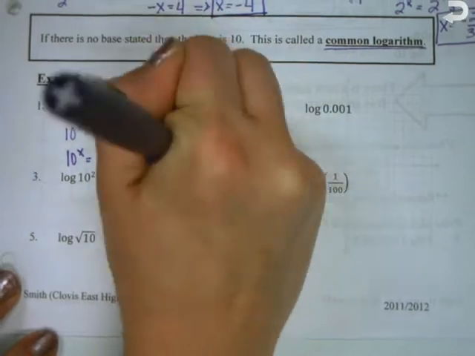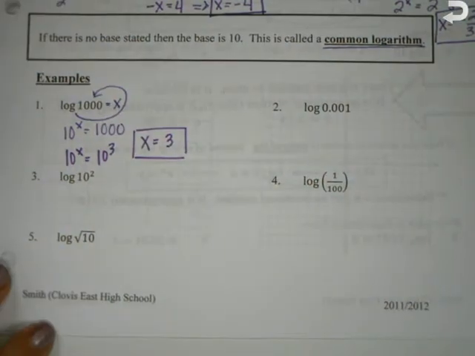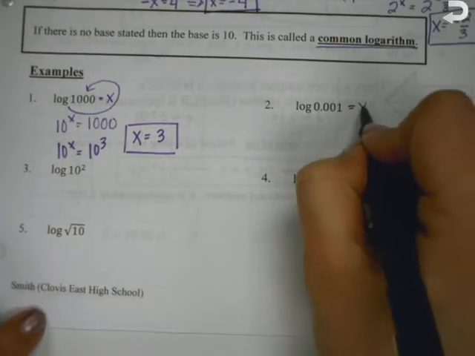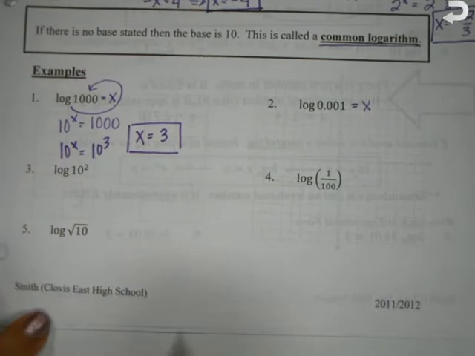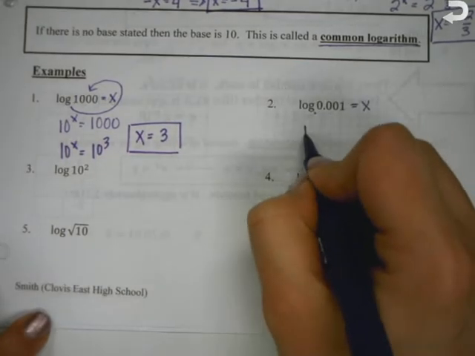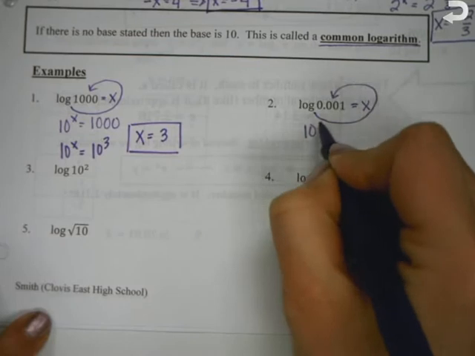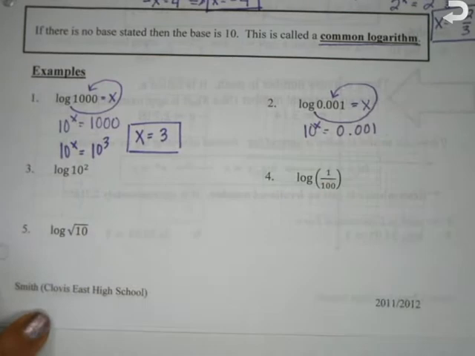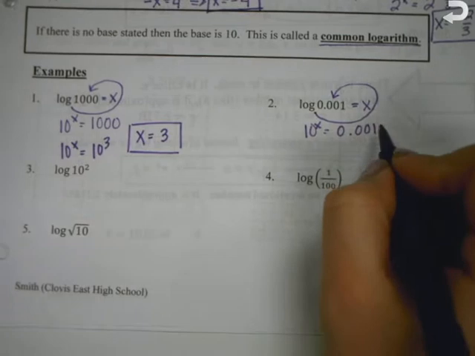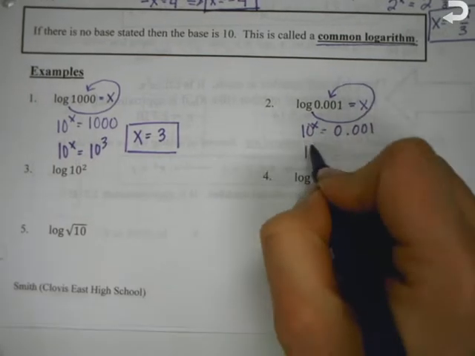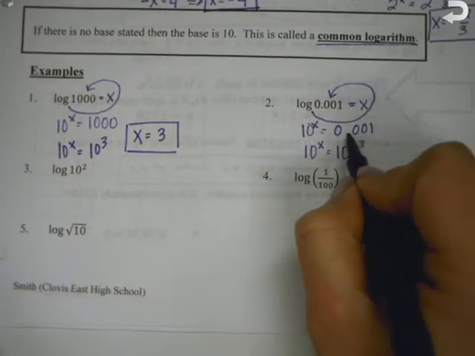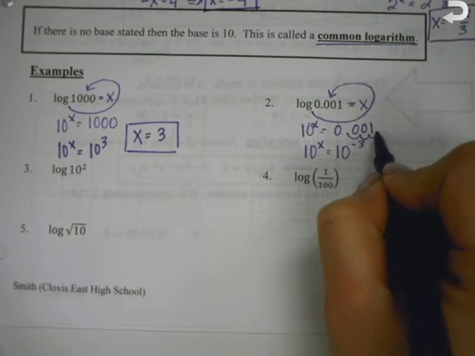Okay, same thing for number 2. We set the whole thing equal to x. There is no base stated, so we assume it's a 10. So 10 to the x equals 0.001. Now this is scientific notation, right? We want a base of 10, so this is 10 to the x equals 10 to the negative 3, because I have to move the decimal negative 1, 2, 3 spaces. So I can drop those common bases, and I get x equals negative 3.